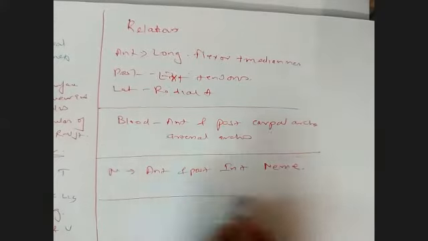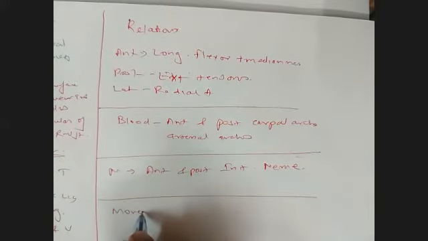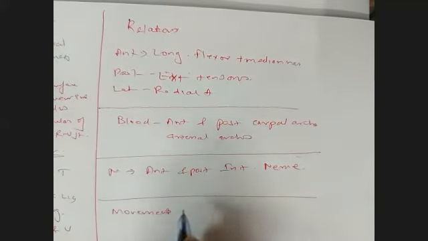Okay. Now let's talk about the movements at the wrist joint. The wrist joint is biaxial, so one axis will be transverse. Around this transverse axis, two movements will take place. One is flexion, another is extension. Another axis is anteroposterior. Along this anteroposterior axis, two movements will take place. One is adduction and second is abduction.